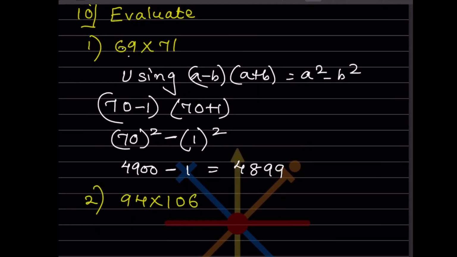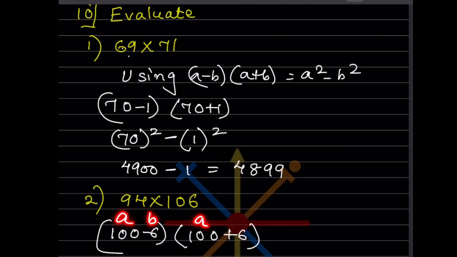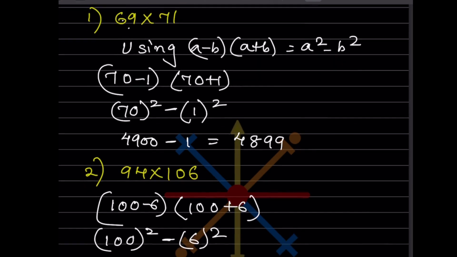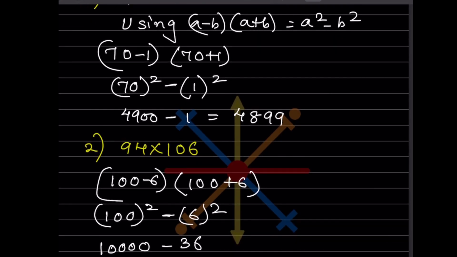Now again for this one we can write here 100 minus 6, and 100 plus 6. So now this will be a square minus b square. This is a and this is b, a minus b and a plus b. So a square, 100 square minus 6 square. So this is going to be 10000 minus 36. So it should be 9964.